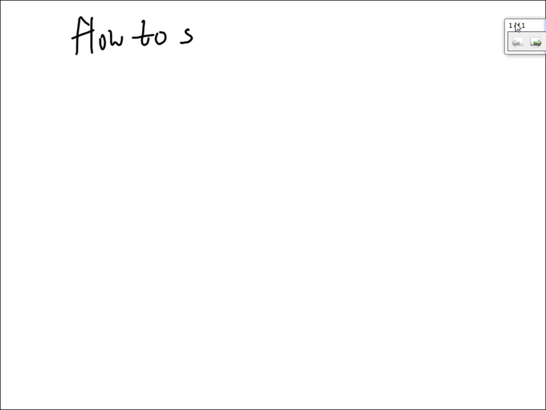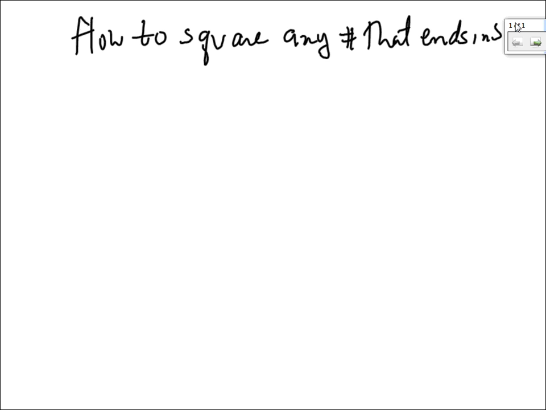I'm going to show you how you square any number that ends in 5. Okay, so suppose you have 75. You want to square it. So that's not the 5.